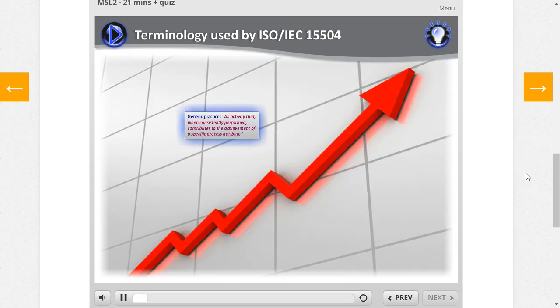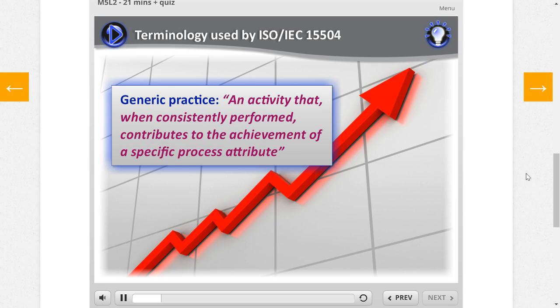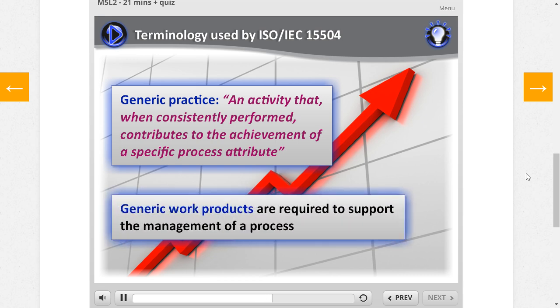Next, generic practice. An activity that, when consistently performed, contributes to the achievement of a specific process attribute. Put simply, these are the activities that are required to manage a process. An example would be process improvement activities. Generic work product. These are work products that are produced by generic activities. They are work products required to support the management of a process. An example is a process improvement plan.